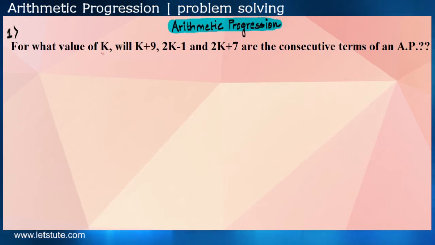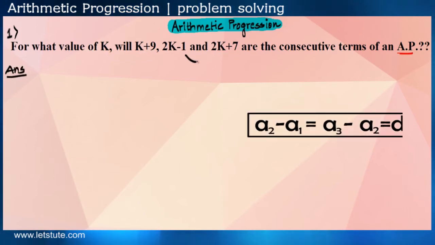For what value of k will k plus 9, 2k minus 1 and 2k plus 7 be the consecutive terms of an arithmetic progression? Okay, this is a very simple question. Friends, we know that the common difference between the consecutive terms of an arithmetic progression is constant. So on that basis, we'll decide what value of k we must put. And this is how it is done.